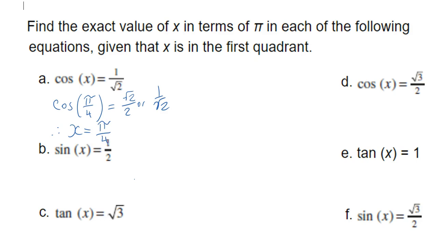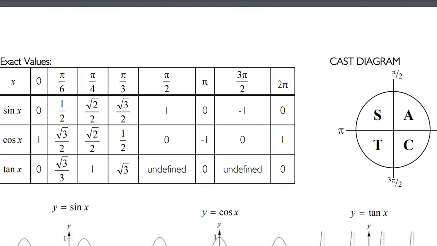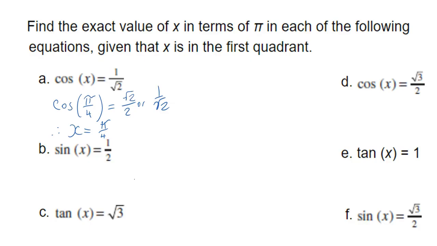Okay, let's try it with a bit better one. So sine of what angle equals a half? Sine of pi on 6 equals a half. Therefore, x is pi on 6.